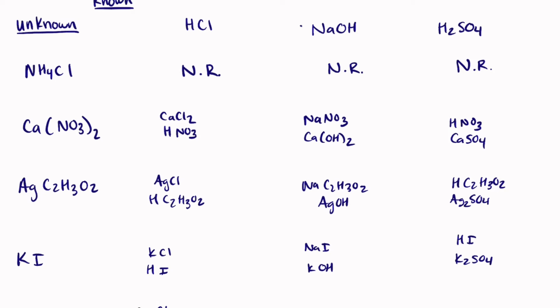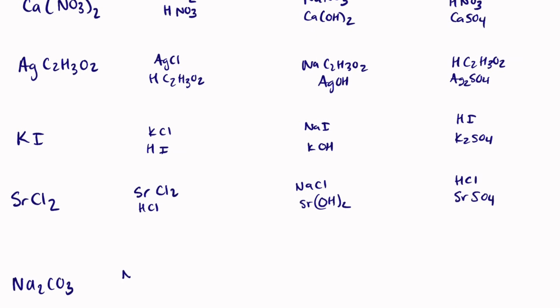And then we're going to get hydrogen chloride. We're going to get sodium chloride and strontium hydroxide. We're going to get hydrogen chloride and strontium sulfate. And then on the last one, we're going to get sodium chloride and hydrogen carbonate. We're going to get sodium hydroxide and sodium carbonate. Hopefully you see that this is going to be no reaction because our cations in this case are going to be the same. And then on the last one, we're going to get hydrogen carbonate, and we're going to get sodium sulfate.